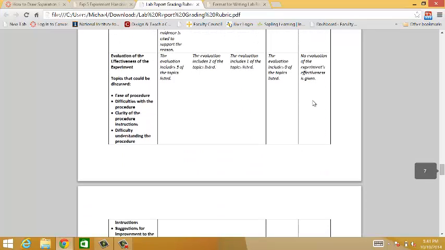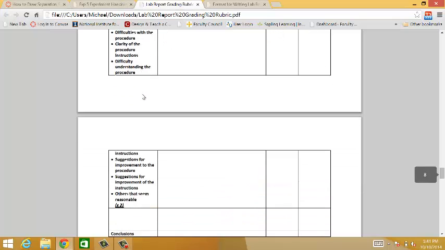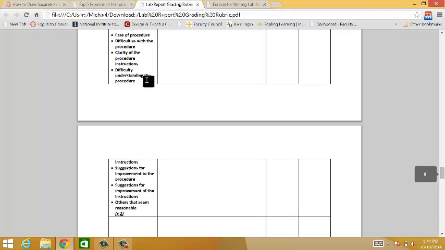Now, as far as the evaluation of the effectiveness of the experiment, well, I've given you some. Like I said, this isn't to stifle your creativity. How easy was the procedure? Did you have any difficulties with the procedure? Was the clarity of the procedure instructions okay? Did you have difficulty understanding the procedure instructions?